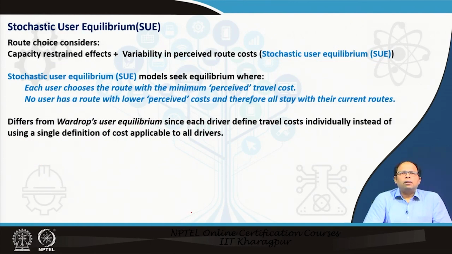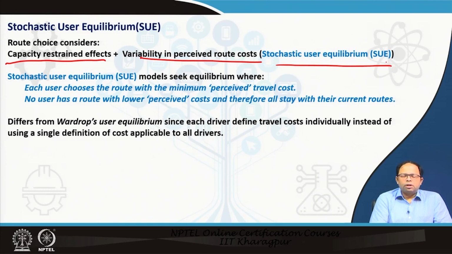Finally, we look into the stochastic user equilibrium, called SU equilibrium, where route choice considers not only the variability in perceived route cost, like we were discussing till now, which is the stochastic part, but also the capacity restraint effects. When both these cases are taken together, we get stochastic user equilibrium. Stochastic user equilibrium models seek an equilibrium where each user chooses the route with the minimum perceived travel cost and no user has a route with lower perceived cost, and therefore all stay with their current routes. So this is similar to Wardrop's first principle. The only thing is we consider the minimum perceived travel cost by each user.